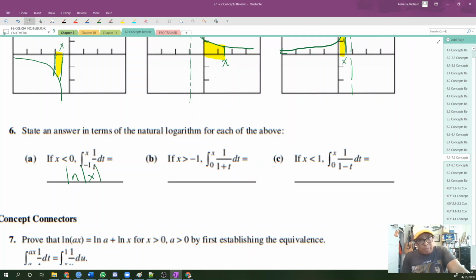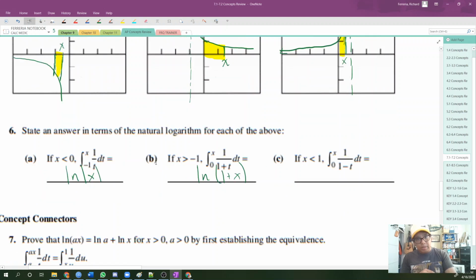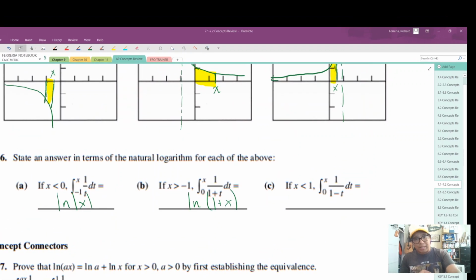Taking a look at letter B, we'll look at the graph also. I think that's important for us to look at. This is basically the natural log, only we're shifted to the left one. So if I want to take a look at what this is going to be, it's the natural log of 1 plus x.